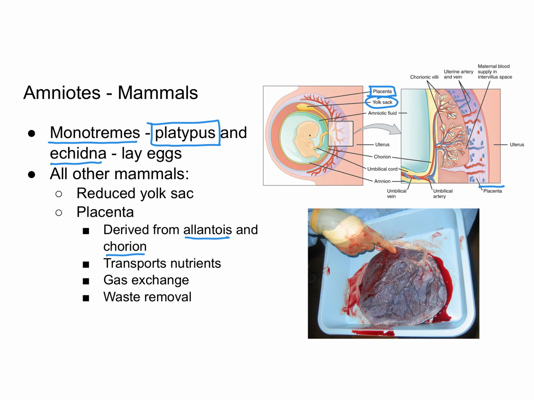You can also see this picture here with the placenta. This is what a placenta looks like after it has been delivered. After the baby has been born, the placenta also comes out. The placenta acts as a kind of intermediary between the mother and the developing fetus. It's involved in transporting nutrients from the mom to the fetus. It's involved in gas exchange, so once again, carbon dioxide and oxygen are the two main ones that we focus on. And also waste removal, so that would be something like a urinary or excretory system.